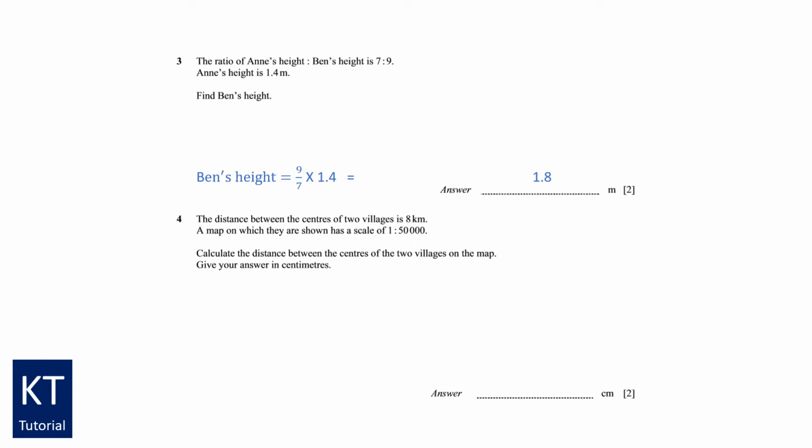Next, the distance between the centers of two villages is 8 km. A map on which they are shown has a scale of 1 to 50,000. Calculate the distance between the centers of two villages on the map. Give your answer in centimeters. There are two conversions here, one being the scale of 1 to 50,000 and the second being from kilometers to centimeters.